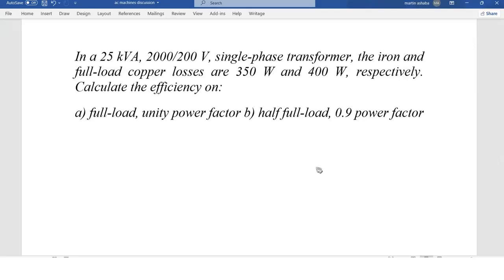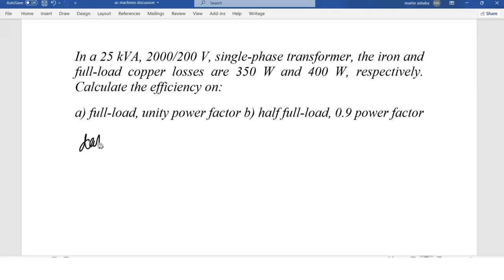So we are beginning with one on single phase transformers. The question says, in a 25 kVA, 2000/200 volts single phase transformer, the iron and full load copper losses are 350 watts and 400 watts respectively. Calculate the efficiency (a) on full load unity power factor and (b) half full load 0.9 power factor. So let's right away begin this problem.